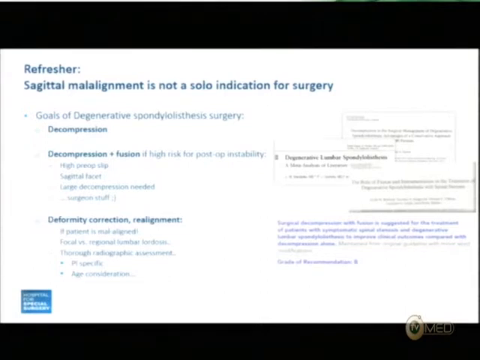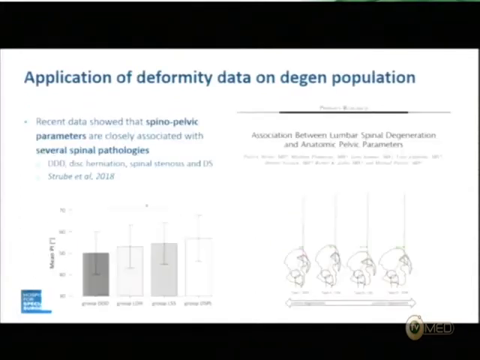The principle is very simple. Not when you need to start, but basically, if you decompress and create an instability, you probably should fuse. And if you fuse a malaligned spine, you should probably realign. And so that's the engineer's point of view: keep it simple.